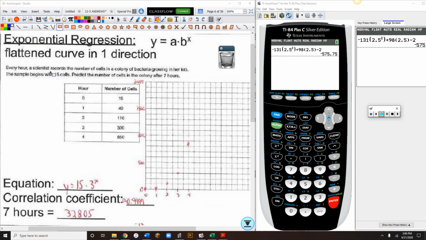It says, every hour a scientist records the number of cells in a colony of bacteria growing in her lab. The sample begins with 15 cells. Predict the number of cells in the colony after 7 hours.